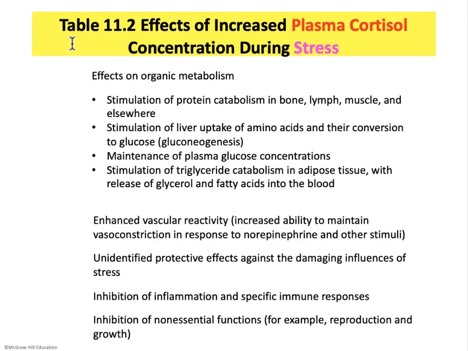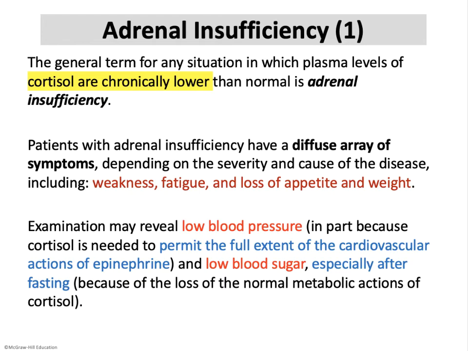Table 11.2 reiterates what we just spoke about over the last few slides. So take your time, make sure you understand this table. Since cortisol is made by the adrenal gland, if there's something wrong in the production of cortisol, then the primary focus of our investigation is the adrenal gland. In most cases it's the adrenal gland that's at fault, so we call that adrenal insufficiency. That's to do with lower levels of cortisol measured in the blood.